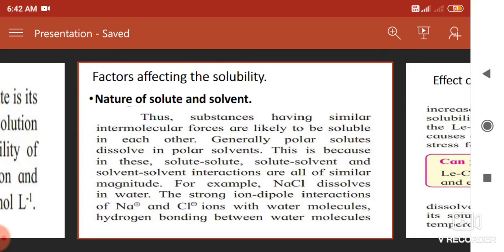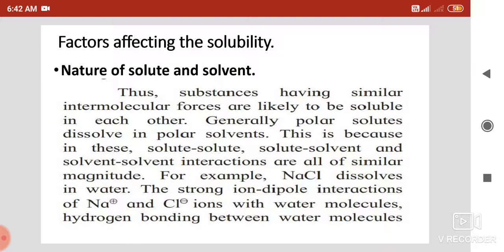Then the factors affecting solubility. There are different factors which affect solubility. Let us see them one by one. First, the nature of solute and solvent. Substances having similar intermolecular forces are likely to be soluble in each other. Last year we learned that polar solutes dissolve in polar solvents, which means like dissolves in like.